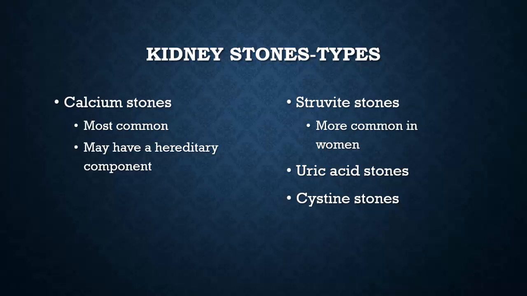Struvite stones are more common in women than men and may be associated with chronic UTI or frequent catheterization. Uric acid stones are more common in those with a history of gout, and cystine stones are associated with a condition that causes large amounts of amino acids and proteins to be excreted in the urine.